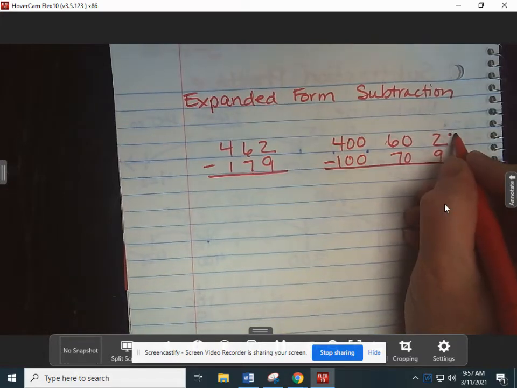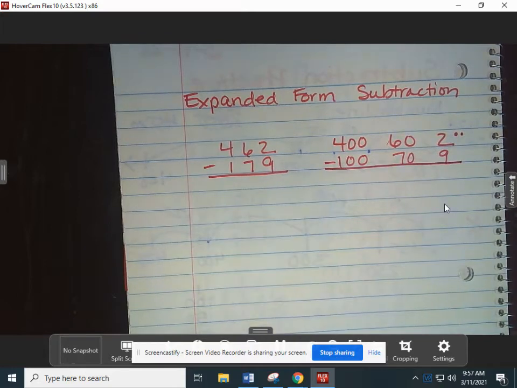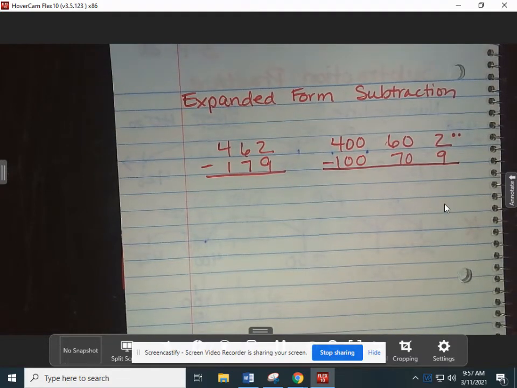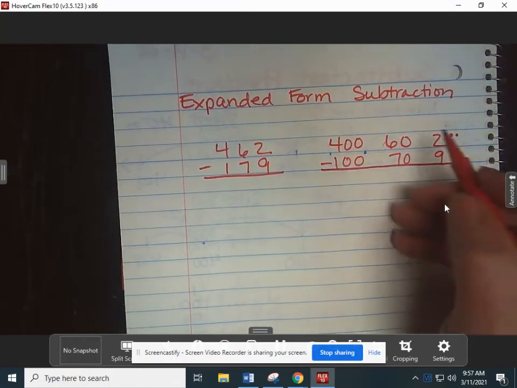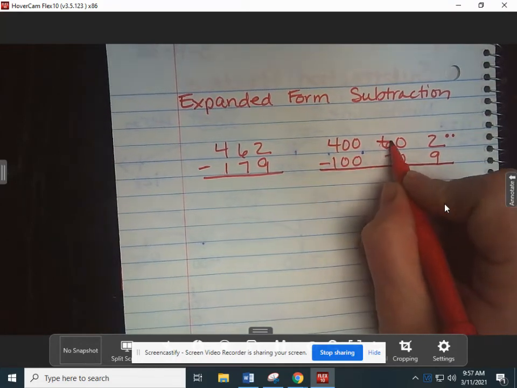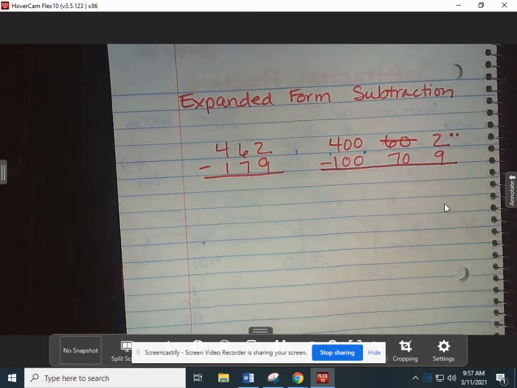So thinking about this, we have 2. Can I take 9 things away from those 2 little bitty dots? I need to grab a 10 from somewhere. Where do I grab the 10 from? Jacob, the tens and the hundreds? I grab it from the tens first because I have some there.